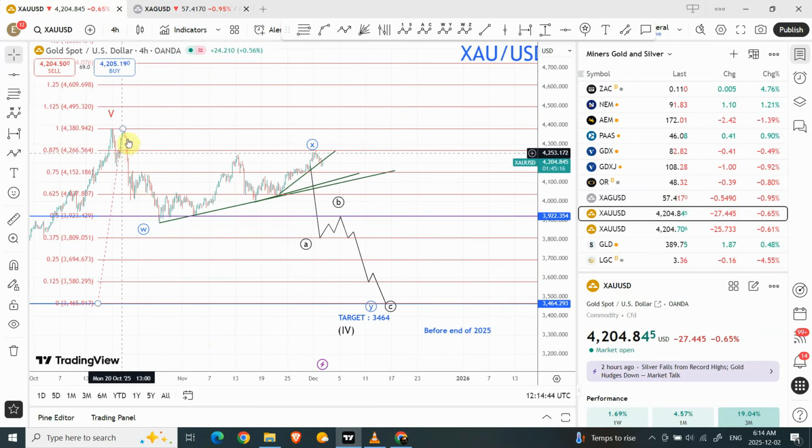Okay, so we have this as W, which is a zigzag pattern. First leg, correction, another leg, so an ABC structure, we are calling it W. And then we have wave X. Now wave X is itself a double zigzag pattern: wave A, wave B, and wave C, followed by a correction, another wave A, wave B, and wave C.